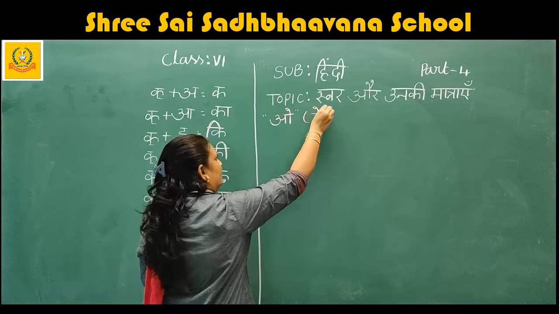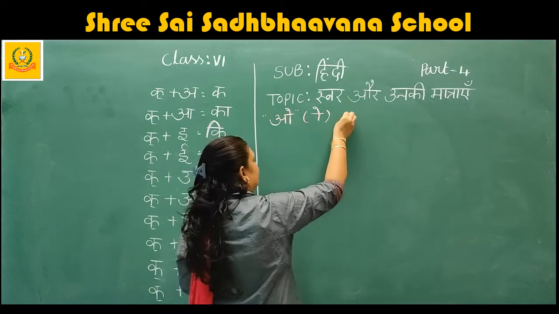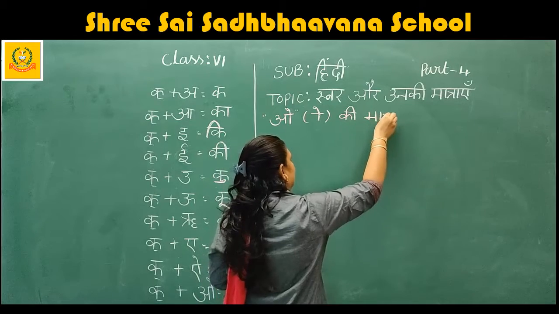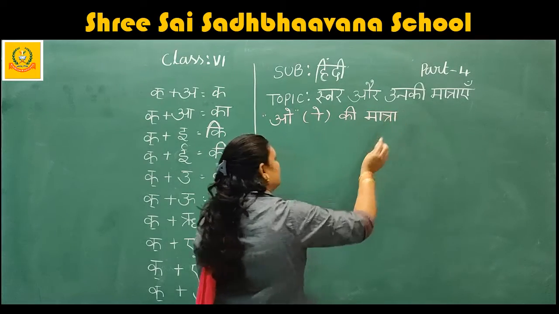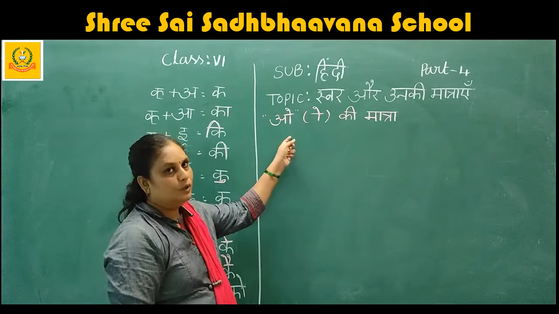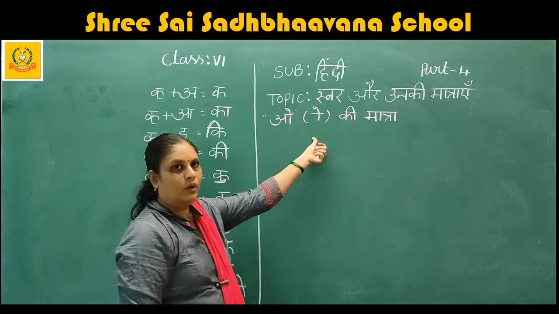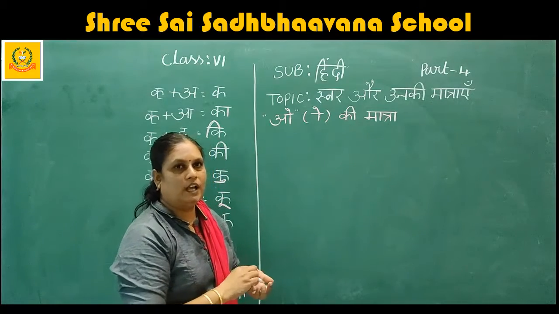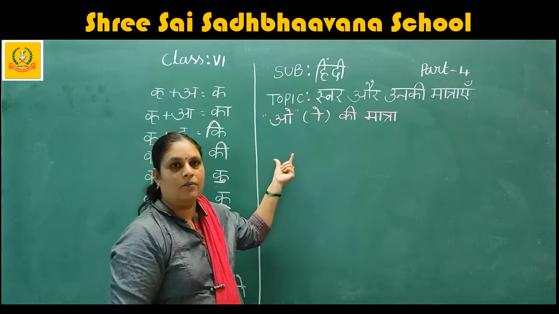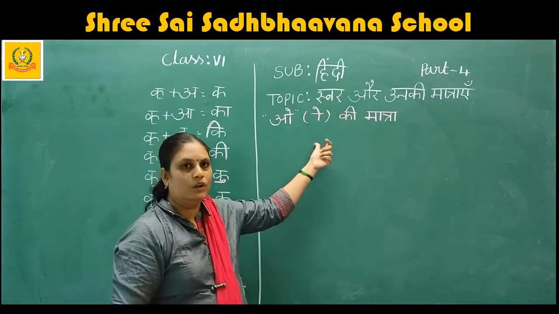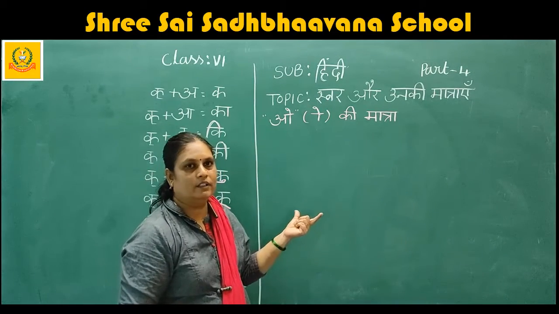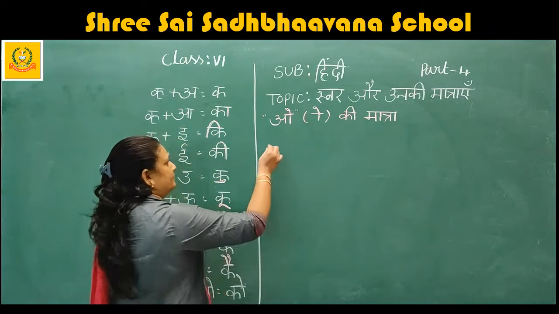This is the symbol. What is this, children? This is O, ka plus O, ko, and this is oki matra. As usual in the last class, how we wrote ka plus a, sorry, ka plus o, ko, like that some few letters I'll write, next we will write all the letters as usual.